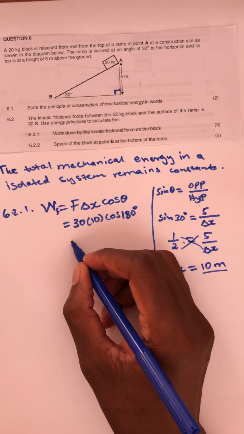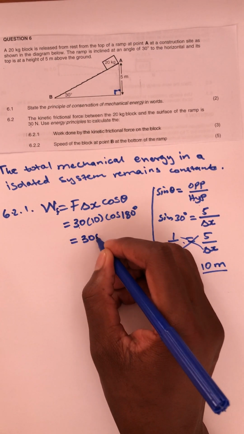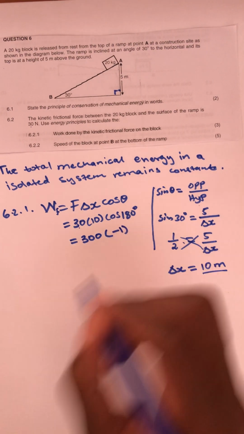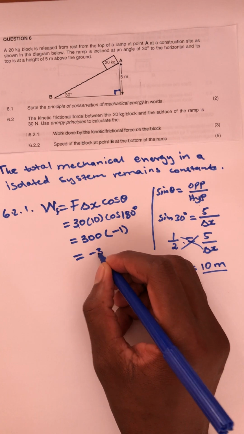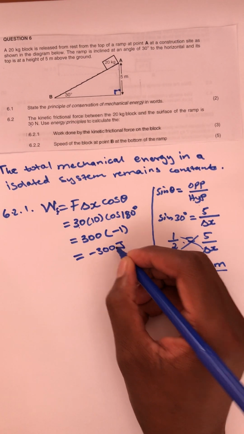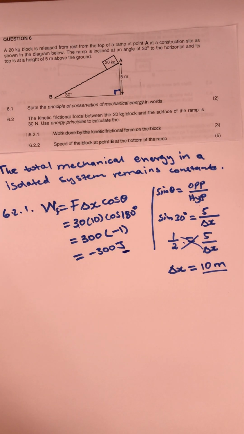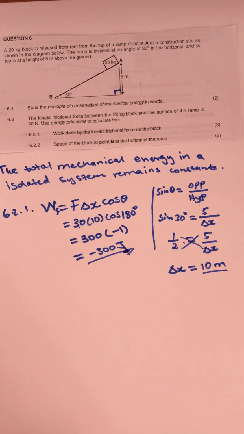So 30 times 10 is just 300, times cos 180, which is just -1. So 300 times -1 is just -300 joules. This is the unit for energy, or the work. So this is the work done by the kinetic frictional force on the block. Now let's move to the following question.